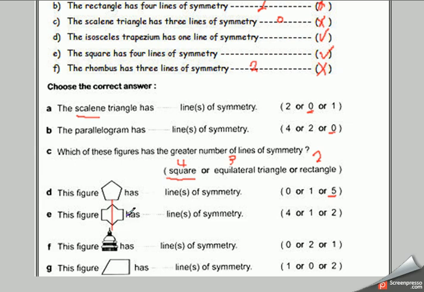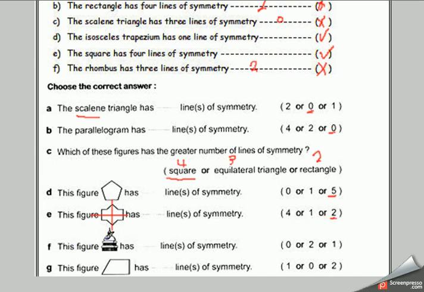Wait, pay attention. If I draw a horizontal line, what can I see? If I fold the upper part and the lower part, when I fold the two parts, they will completely cover each other. Excellent. So this figure has two lines of symmetry.